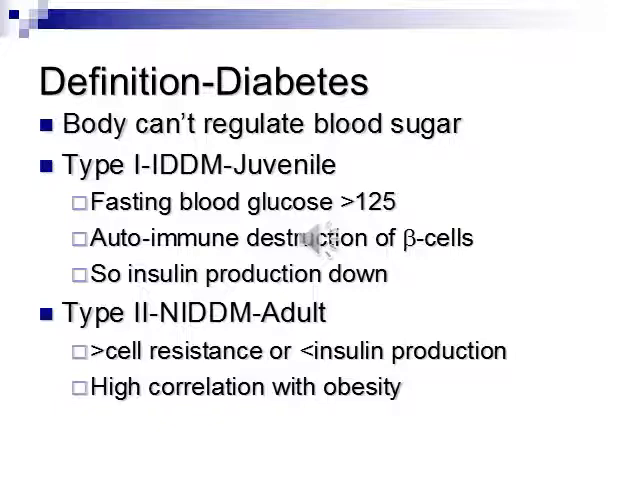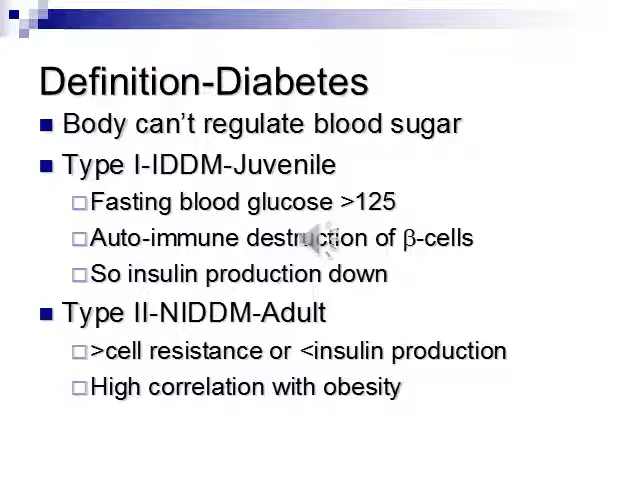whereas type 2, what we call non-insulin dependent diabetes mellitus, typically referred to as adult onset diabetes, albeit there are more younger individuals developing this, involves increased cell resistance or decreased insulin production. What you essentially have with this a lot of times is not so much a huge decrease in insulin production; sometimes the body can actually produce more insulin. It's a situation where the body doesn't know how to use it.